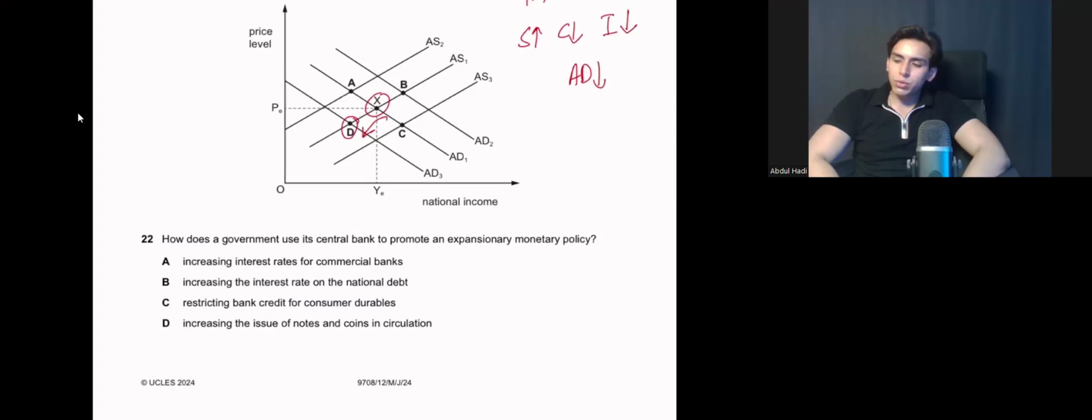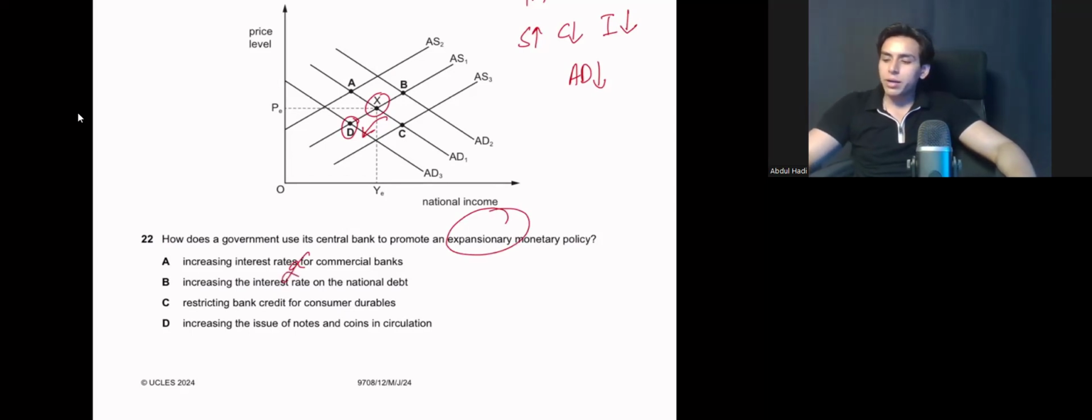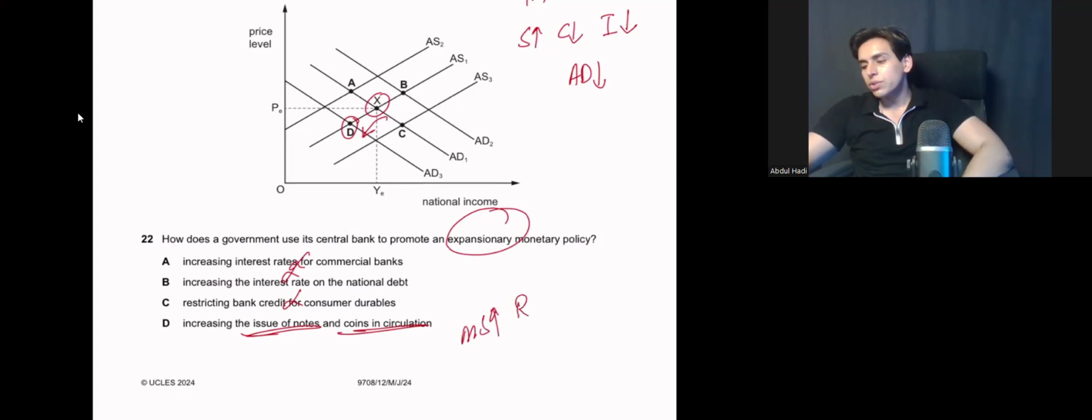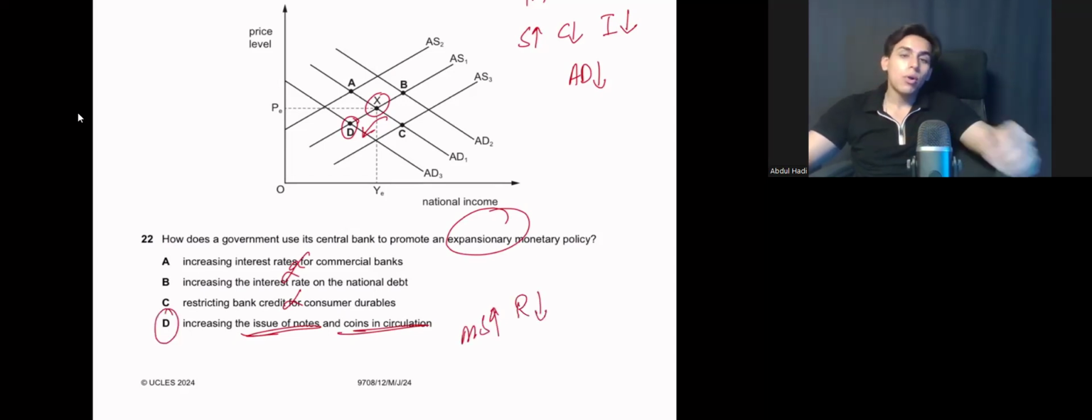How does the government use its central bank to promote an expansionary monetary policy? By reducing money supply. Finish. Now, see, increasing interest rate for commercial bank? No, because we are going for expansionary policy. Increasing interest rate, again increasing? No. Restricting bank credit for consumer durables? No. Increasing issue of notes and coins in circulation. Money supply will increase leading to a fall in interest rate. This is expansionary monetary policy.